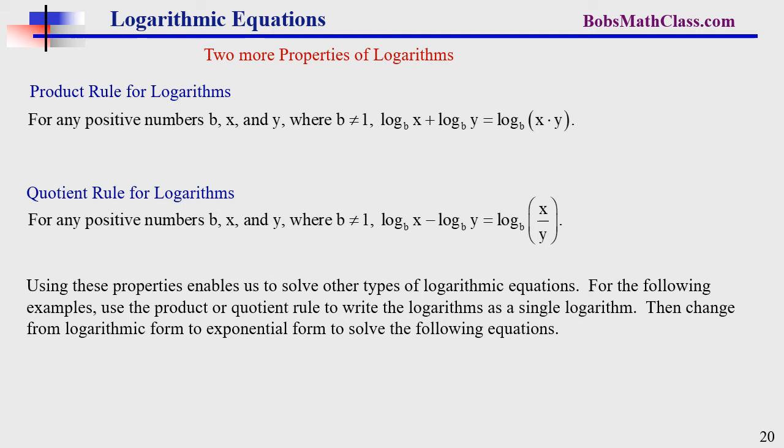The quotient rule, well, that's if there's a minus in the middle. If there's a minus in the middle, then we write it as a fraction of the first result over the second result. So log of x minus log of y is equal to the log of x over y. So for all these numbers, they all have to have the same base. Base can't be equal to 1. So this is going to allow us to solve more kinds of equations. Then we're going to change from logarithmic form to exponential form to solve the equations.